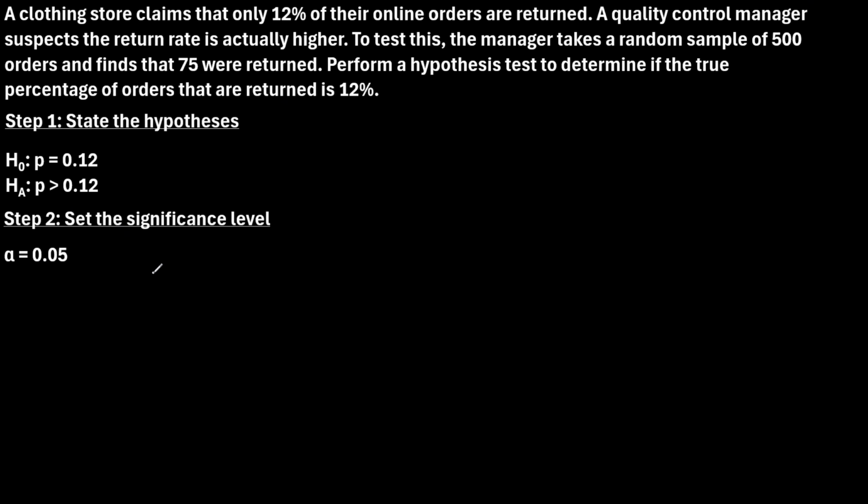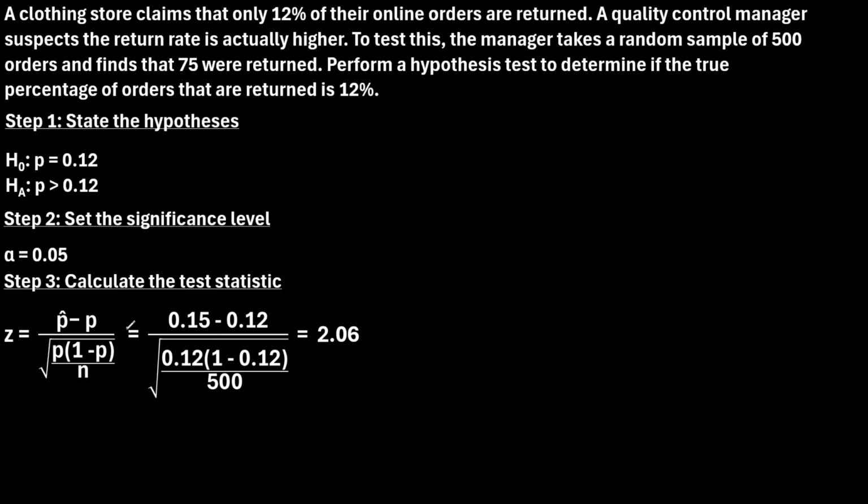Now, step 3 of our hypothesis test will be calculating the test statistic. So for a hypothesis test for a population proportion, our test statistic is going to be a z-test statistic that uses this formula right here. We take the sample proportion, denoted as p hat, minus p, the currently accepted population proportion, divided by the square root of p times 1 minus p divided by n.